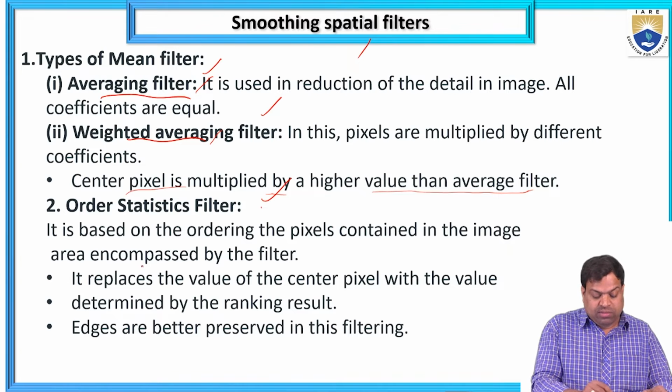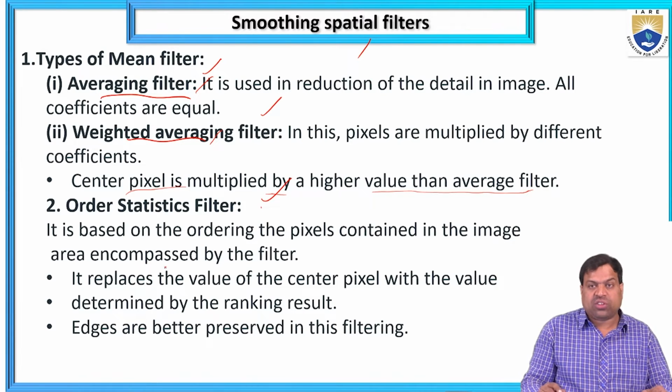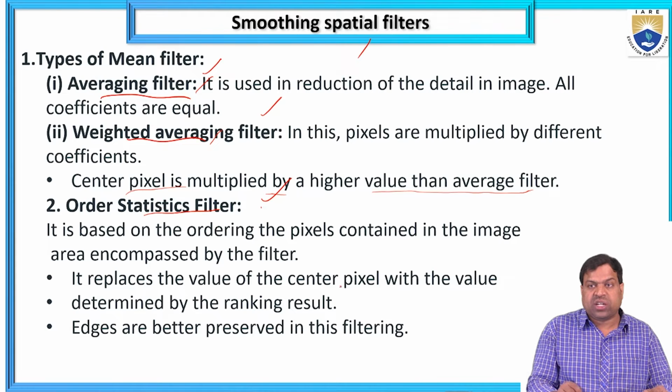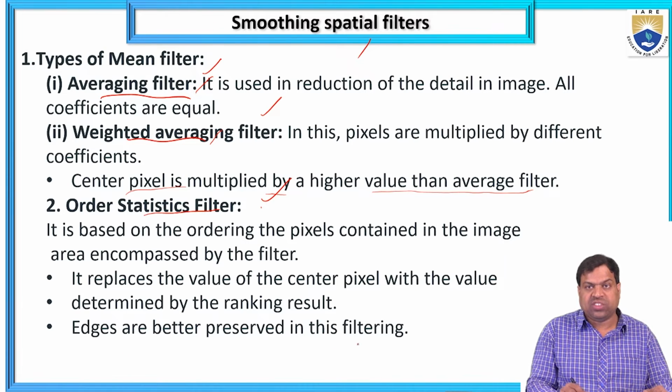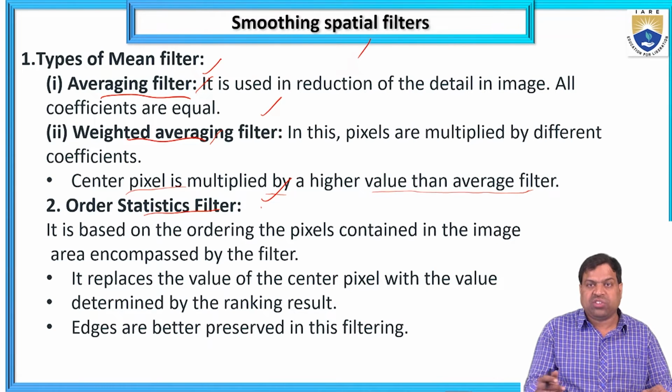So the order statistics filter is based on ordering the pixels contained in the image area encompassed by the filter. So what is the order statistics filter? It replaces the value of the center pixel with the value determined by the ranking result, and edges are better preserved in this filter. Order statistics means we are using mathematical ranking functions here.